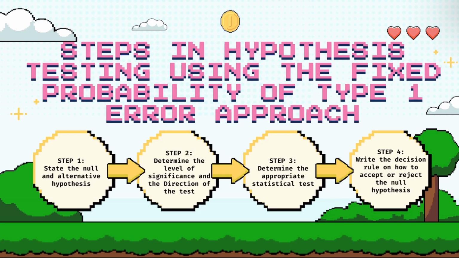Next step is determine the appropriate statistical test. The statistical test can either be a Z-test or a T-test, depending sa bilang ng ating sample size. If ang sample size is greater than or equal to 30, Z-test ang gagamitin natin. And kapag naman ang sample size is less than 30, T-test ang gagamitin natin. Next step is write the decision rule on how to accept or reject the null hypothesis.